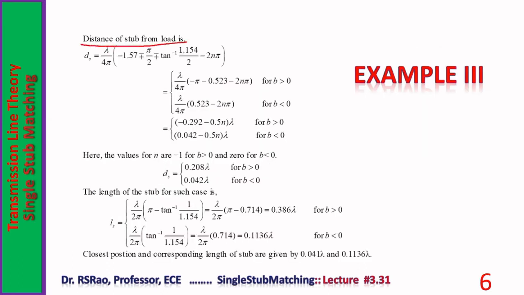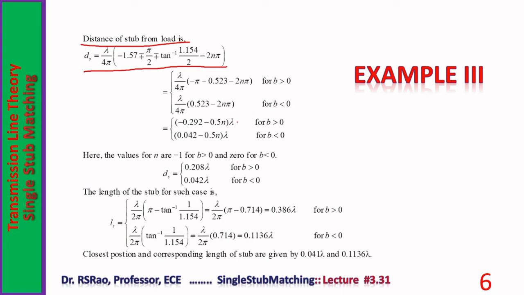The distance of the stub from the load is computed using a somewhat lengthy, complex formula: ds equals lambda by 4 pi times (minus 1.57 minus or plus pi by 2 minus or plus tan inverse of 1.154 by 2 minus 2n pi). See, two signs are there. If you take the upper sign, we get one value. If you take the lower sign, we get another value. So a little bit of manipulation, somewhat complex and somewhat confusing too.